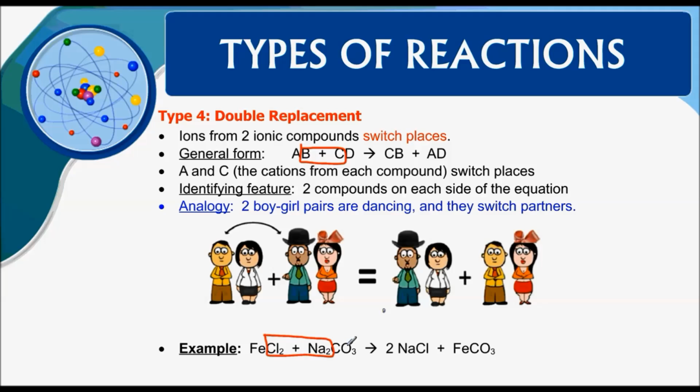Now you can see iron and carbonate are together and sodium and chloride are together. The one thing to remember about this method is that the metal always has to be written first. So inside the box, you've got to write the sodium first and then the chlorine, because your metal has to be written first in a compound.